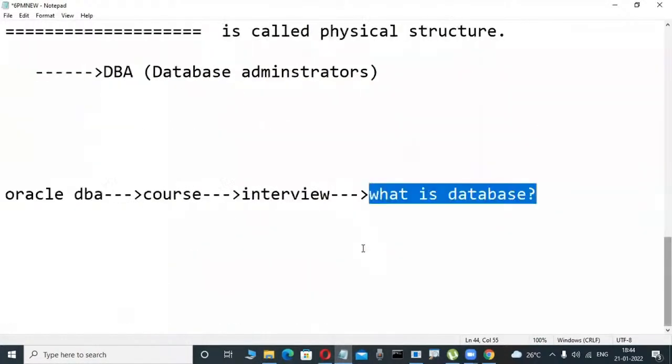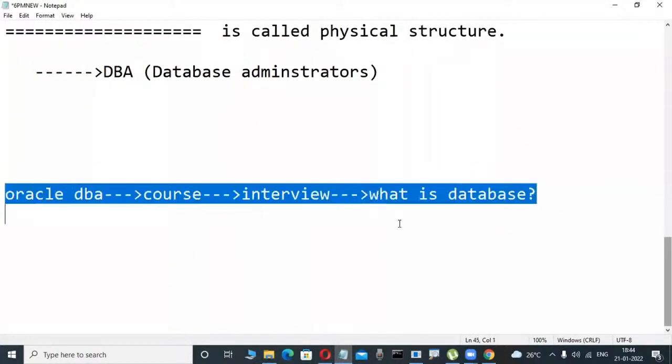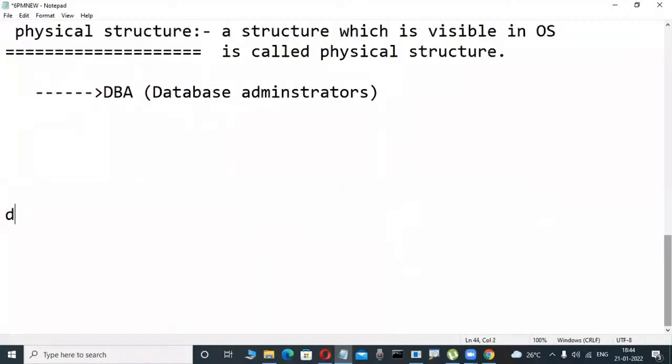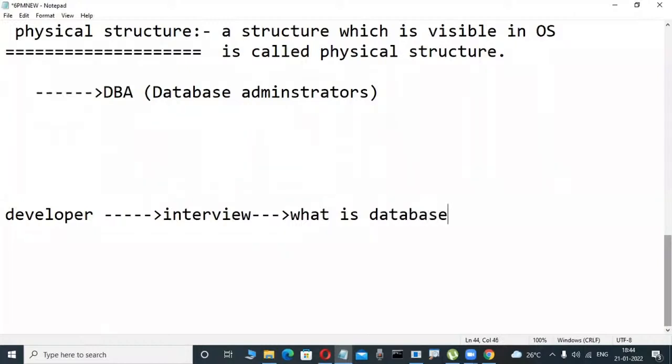Suppose I'm a developer, not an administrator, for example. I'm a Java developer, SQL developer, PL/SQL developer, Python developer, like that. These developers attend an interview. What is a database? For example, they may not ask, but generally, if they ask what a database is, the developers answer in terms of logical structure.